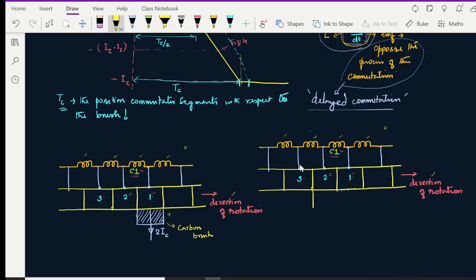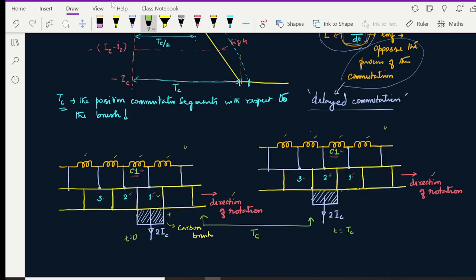That means the brush is completely occupied at which position? Commutator segment 2. So the TC we discussed is again the physical position change of 1 and 2 with respect to the brush. Complete occupancy of 1 under the brush is, let us say, t equal to 0, and complete occupancy of commutator segment 2 is t equal to capital TC.